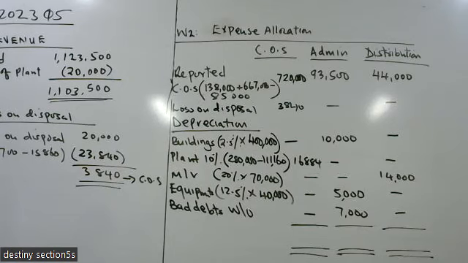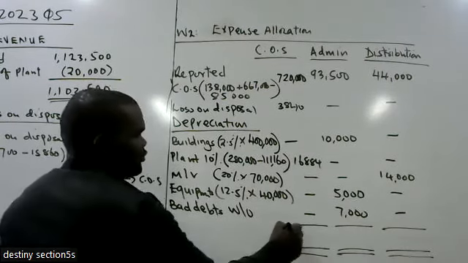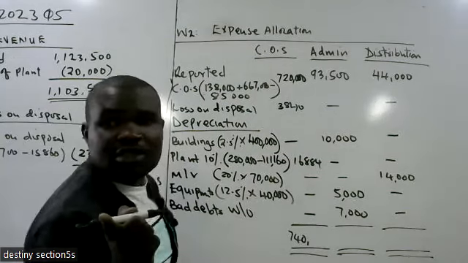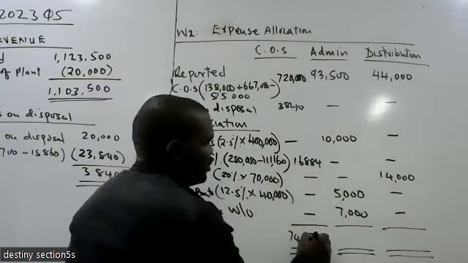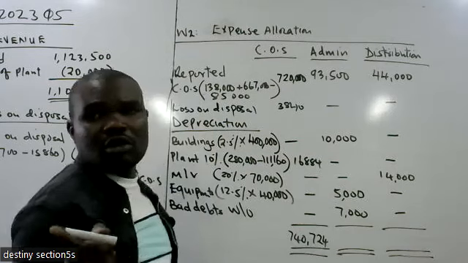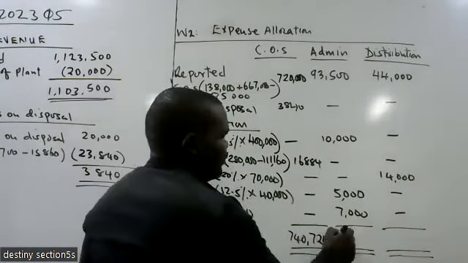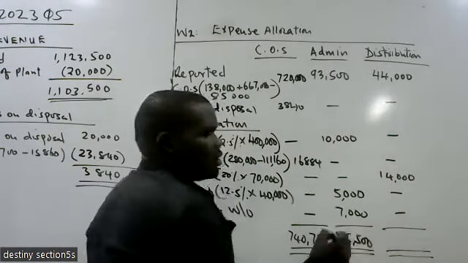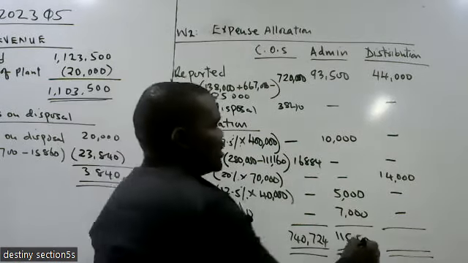So I will adopt your figures. So 740,724, 115,500, 58,000.